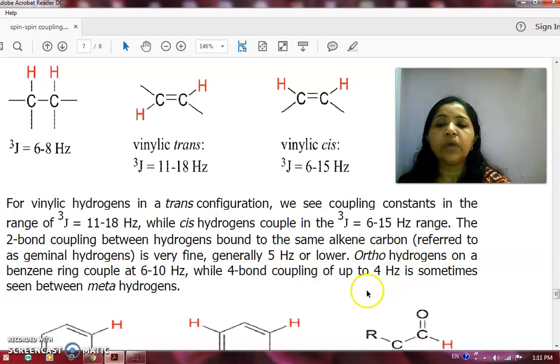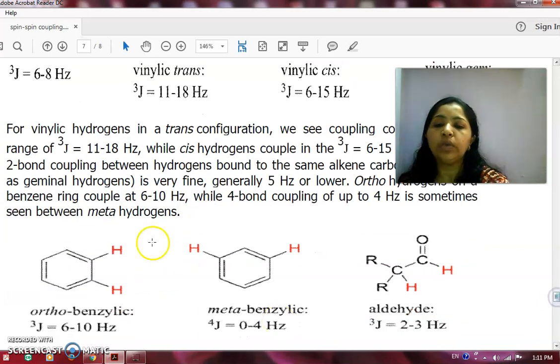Ortho hydrogens on the benzene ring will also couple. What is the position? It is ortho, meaning these positions will also couple, so they will have a splitting. Okay, so here, due to each other, there will be splitting. Therefore it can have different environments.